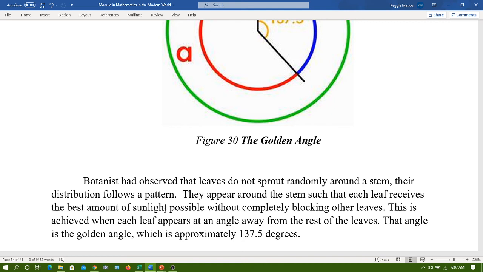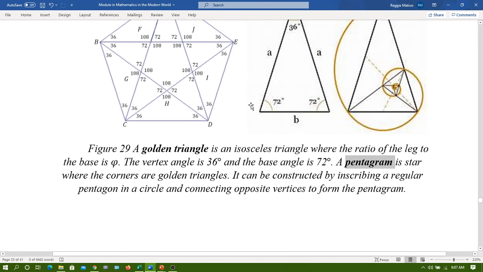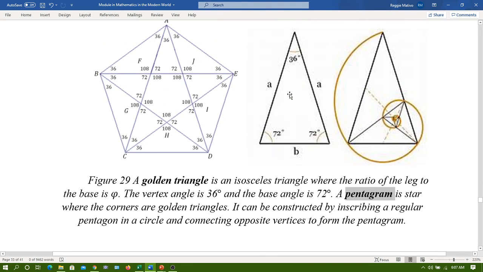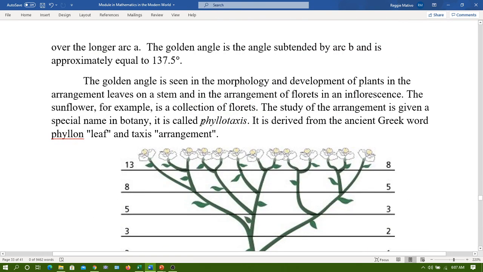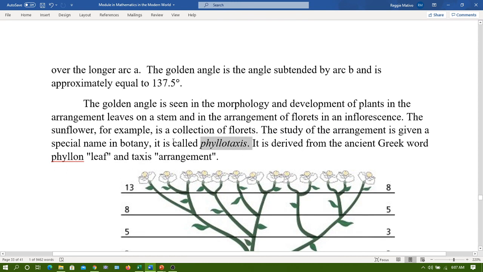So that is the part of the Fibonacci sequence and the golden angle, the golden ratio, the golden triangle. So the golden ratio is 1.618. The golden angle is 137.5 degrees. The golden triangle has 72 degrees on each base and 36 degrees in its vertex. So I hope you will not forget that. We have the term phyllotaxis here from the Greek words phyllion and taxis, leaf and arrangement.